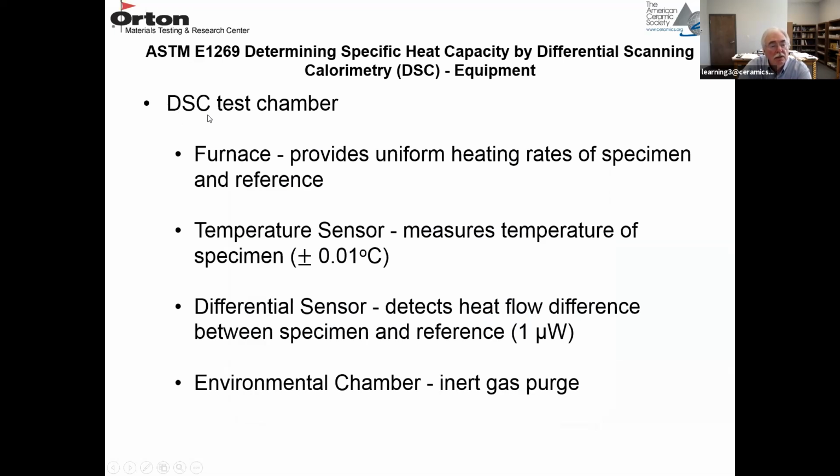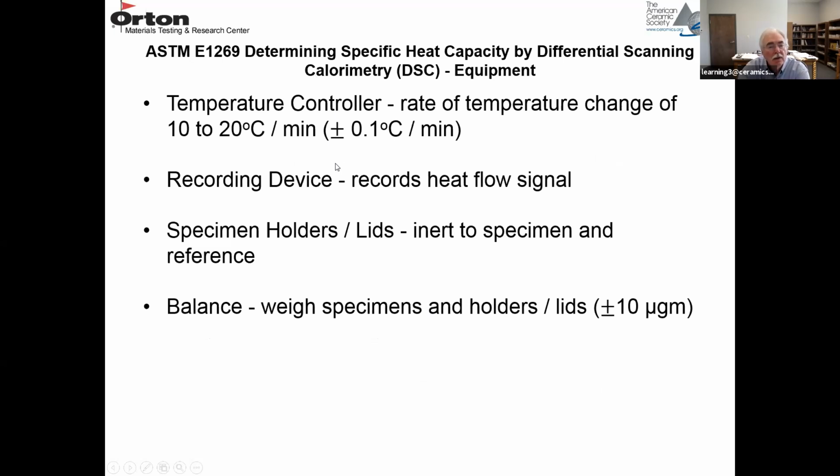So for the equipment, the DSC test chamber, well, there's a furnace that gives you a uniform heating rate. There's a temperature sensor that measures the temperature of the sample. And then there's a differential sensor that detects heat flow between the sample and the reference. And this is usually done in some kind of environmental chamber under an inert atmosphere. You have to have a temperature controller to control the rate of temperature change, and it's usually a pretty quick measurement, 10 to 20 degrees C per minute.